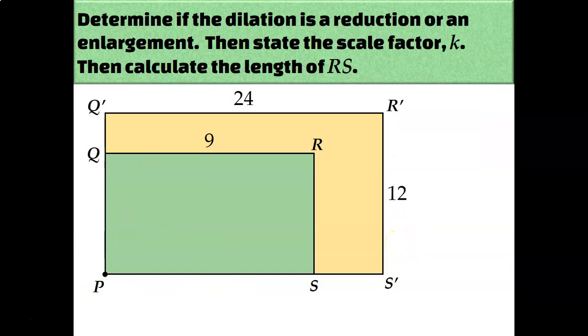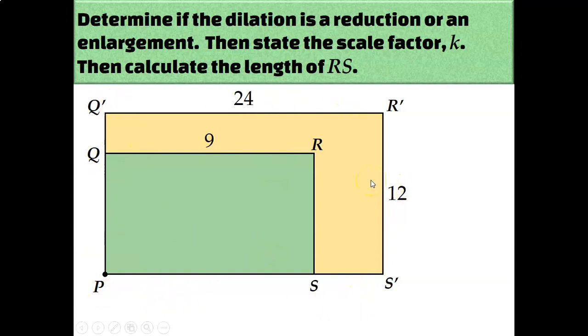Dilations work the same way even if it's a rectangle or a dodecagon or anything other than a triangle. So let's try one that's a rectangle. Same idea as before, identify which shape came first. That would be rectangle PQRS. And then the image would be P, Q prime, R prime, S prime. Sometimes you'll see this where the center of dilation is actually one of the points on the original figure. So you could call it P prime, but since it's already called P, we'll just keep it like that. So the green rectangle was enlarged to become the yellow rectangle.